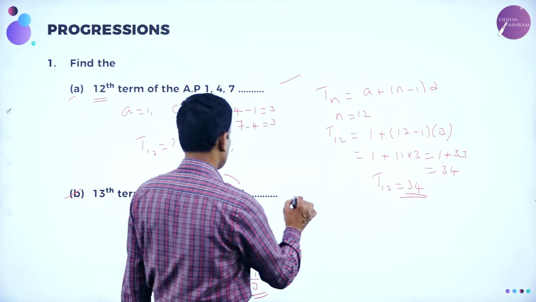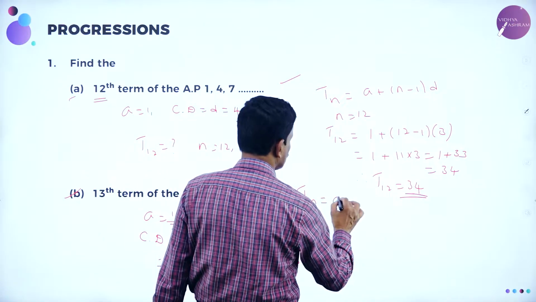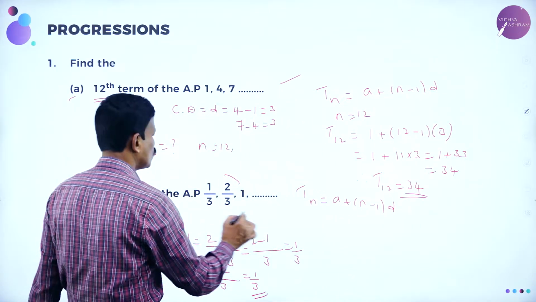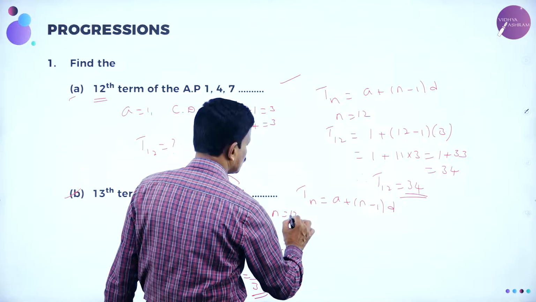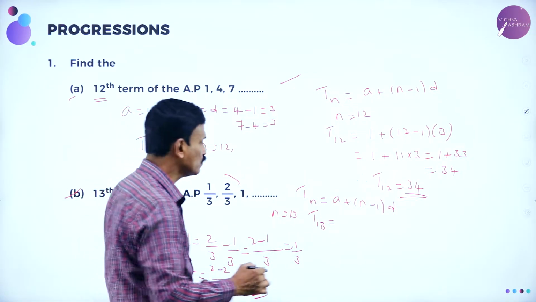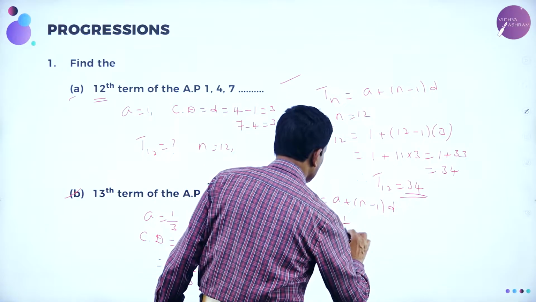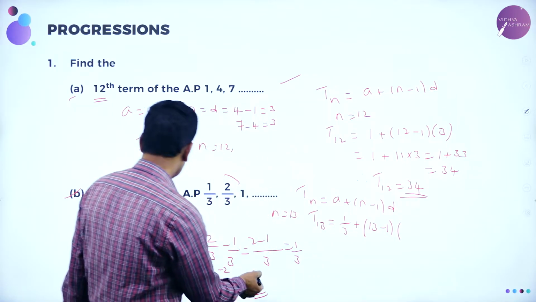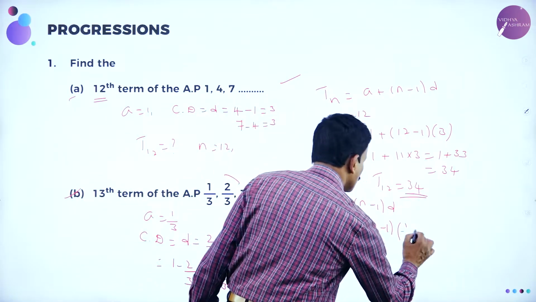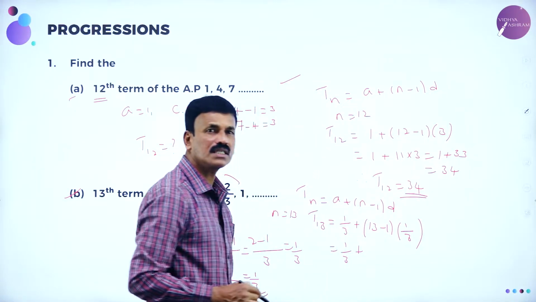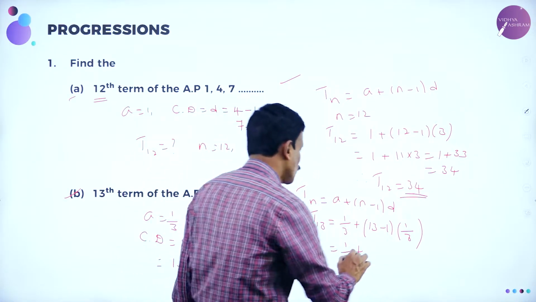Now what is the formula for nth term? We know Tn is equal to a plus n minus 1 into d. Now put n is equal to 13. T13, the 13th term, is a, what is a? 1 by 3, plus n is 13 minus 1 into d. The common difference is also equal to 1 by 3. So this is 1 by 3 plus 13 minus 1, which is 12.